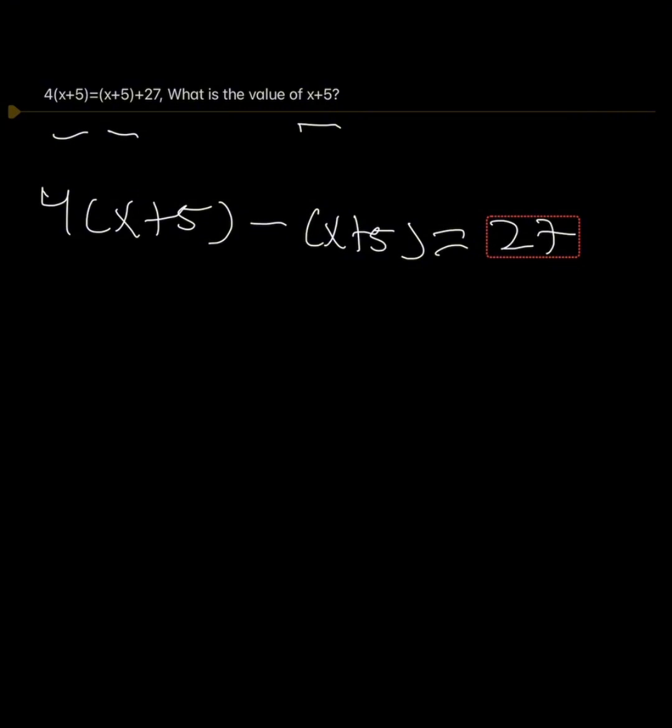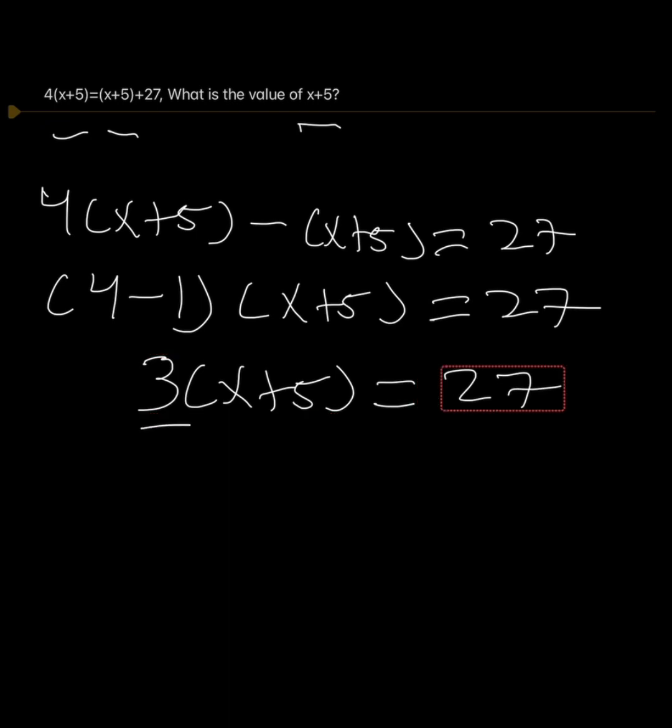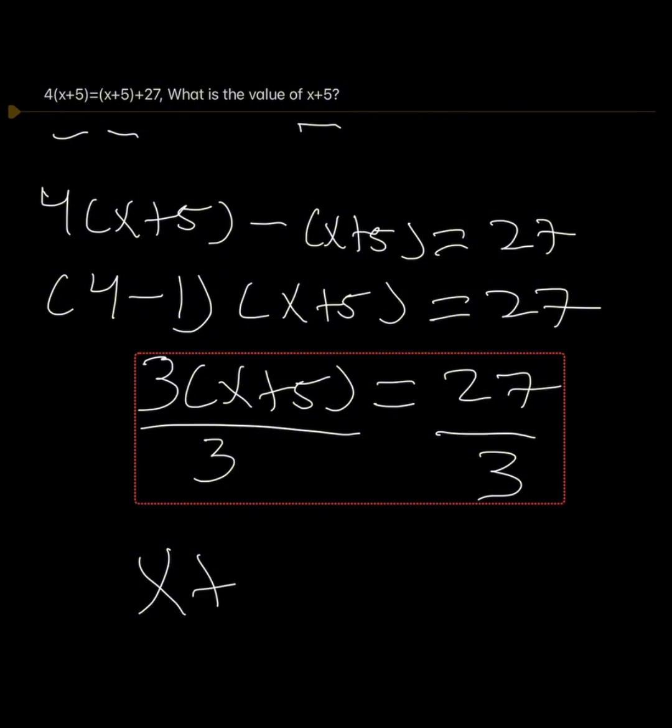From here, we can combine our like terms, so we are left with 4 minus 1, because this is the same thing as a 1 in front of the x plus 5, times x plus 5 equals 27. Now we are left with 3 times x plus 5 is equal to 27. From here, we simply divide by 3 on both sides of the equation, and we are left with x plus 5 is equal to 9. So again, we're concerned with what x plus 5 is equal to, not just x isolated by itself. As we can see here, that is 9 for x plus 5.